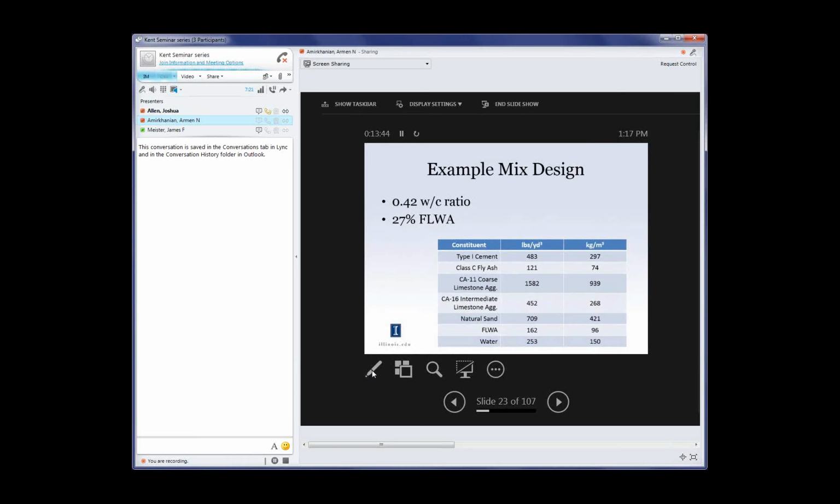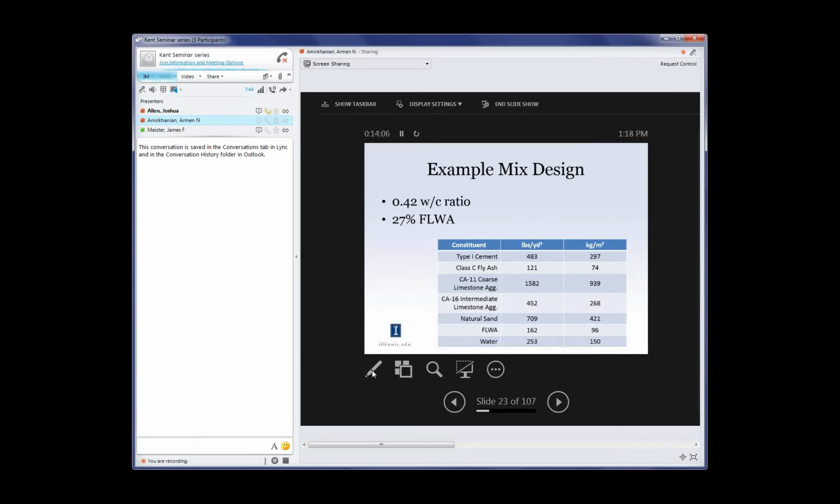And just to get your head around the actual mix design, this is an example one. This is a mix at 0.42 water cement ratio and 27% lightweight aggregate. And remember, the 27% is a volume percentage, and these are weights, so that's why it's not 27% right there.